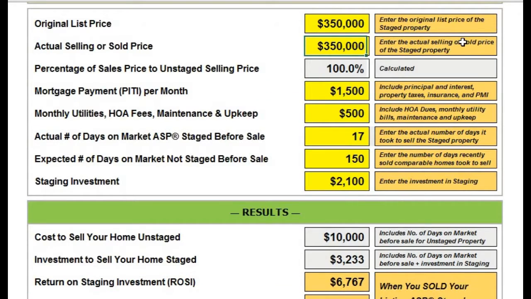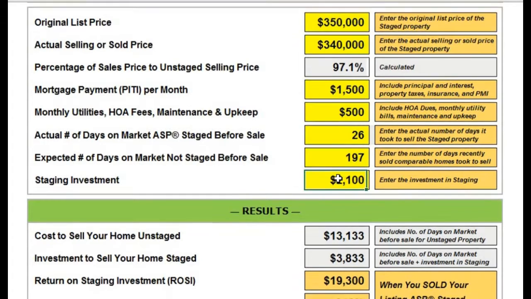So let's presume that this house sold for $340,000. So it sold for 97.1% of the asking price. Monthly mortgage payments the same. Monthly utilities is the same. Actual number of days on the market: let's just say it took a little bit longer in this case. It took 26 days. So we'll use 26 days. Now, if you remember, a buyer's market is when the homes are on the market for more than 180 days. Here we'll use 197.